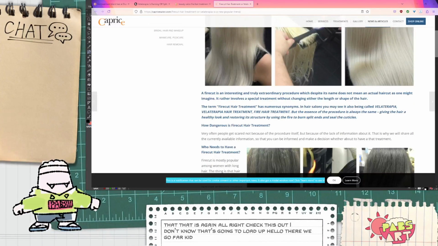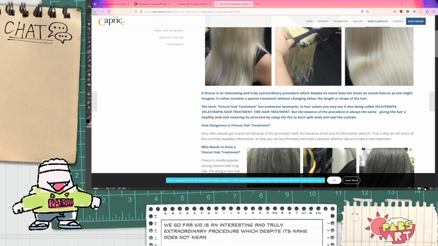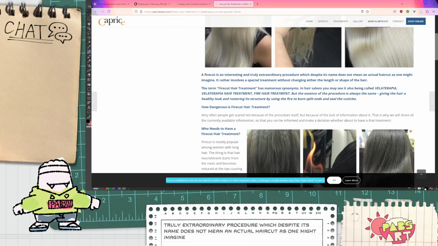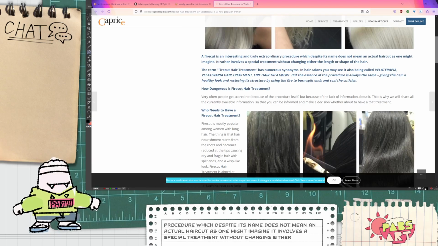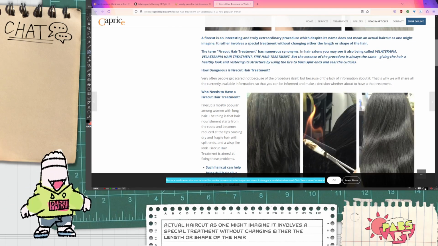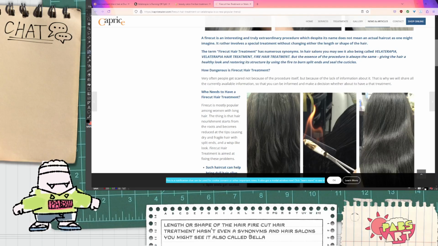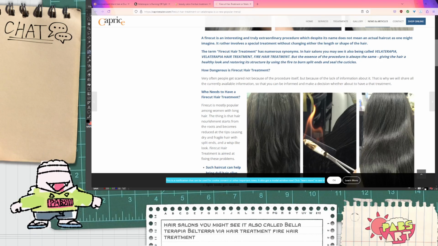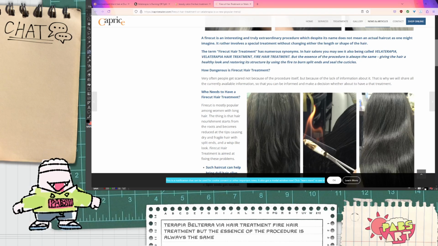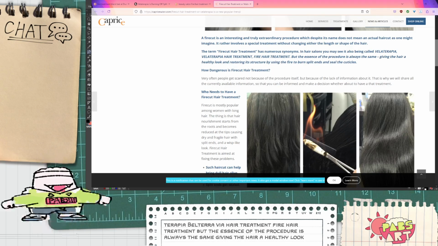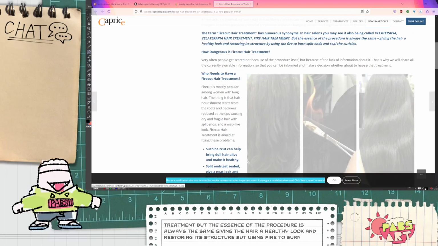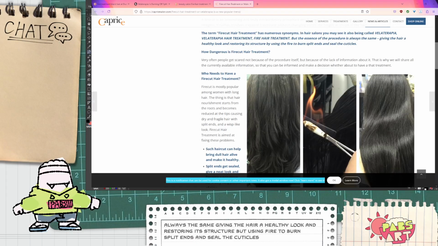A fire cut is an interesting and truly extraordinary procedure which, despite its name, does not mean an actual haircut as one might imagine. It involves a special treatment without changing either the length or shape of the hair. Fire cut hair treatment has numerous synonyms. In hair salons, you might see it also called Velaterapia hair treatment, fire hair treatment, but the essence of the procedure is always the same. Giving the hair a healthy look and restoring its structure by using fire to burn split ends and seal the cuticles.